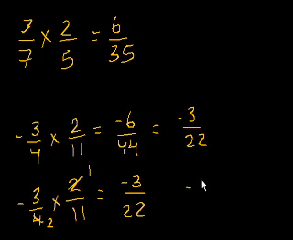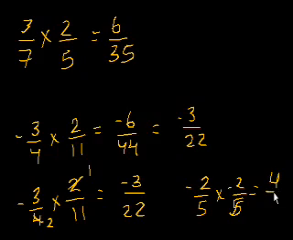If I had -2/5 times -2/5, well, that just is equal to -2 times -2 is +4, and 5 times 5 is 25. It's 4/25. And that's just, remember, a negative times a negative is a positive, which makes sense.